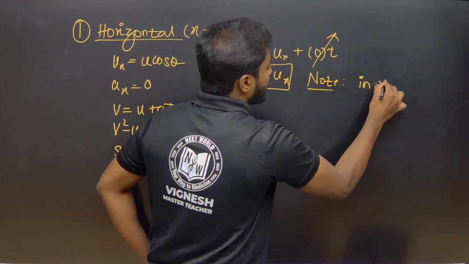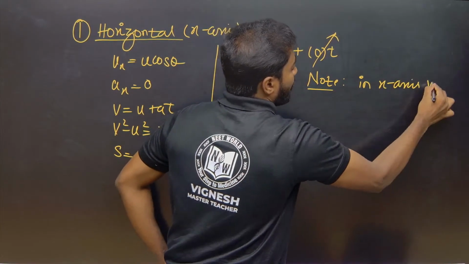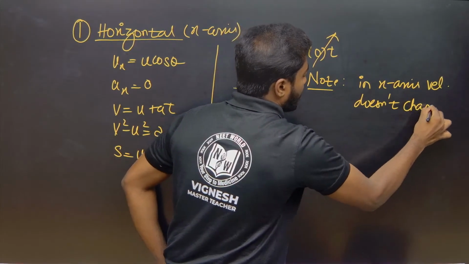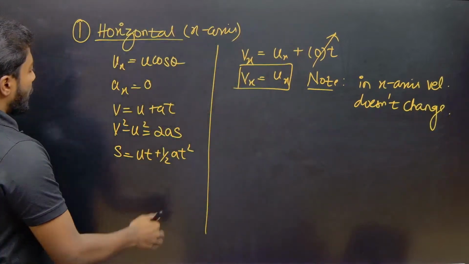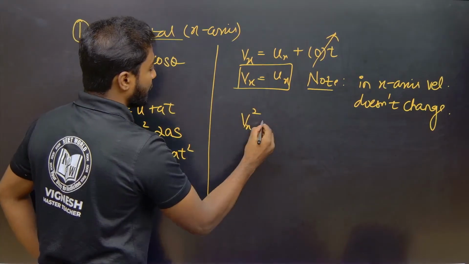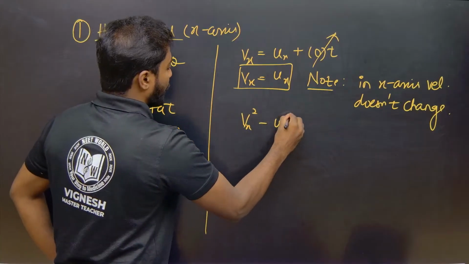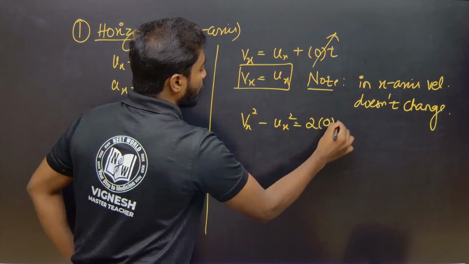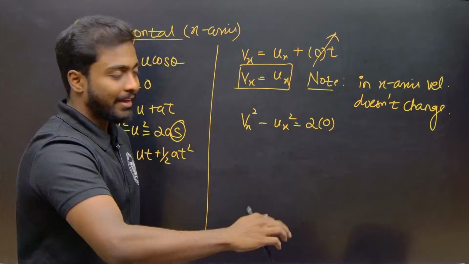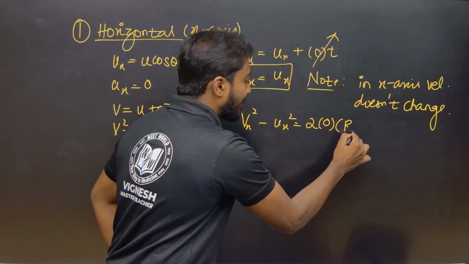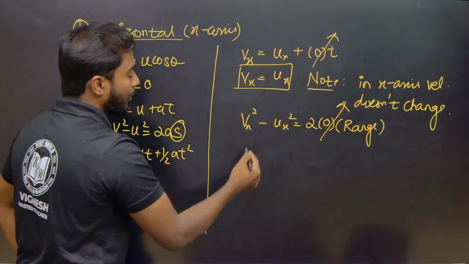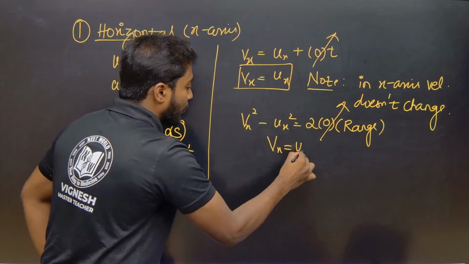In the x axis, velocity does not change, right. Now I will take the second equation, v square, that is Vx square minus ux square equals to 2 into 0 into the distance covered in the x direction. I will say this is range. So 0 into something is again 0, and I will get Vx equals to ux only.